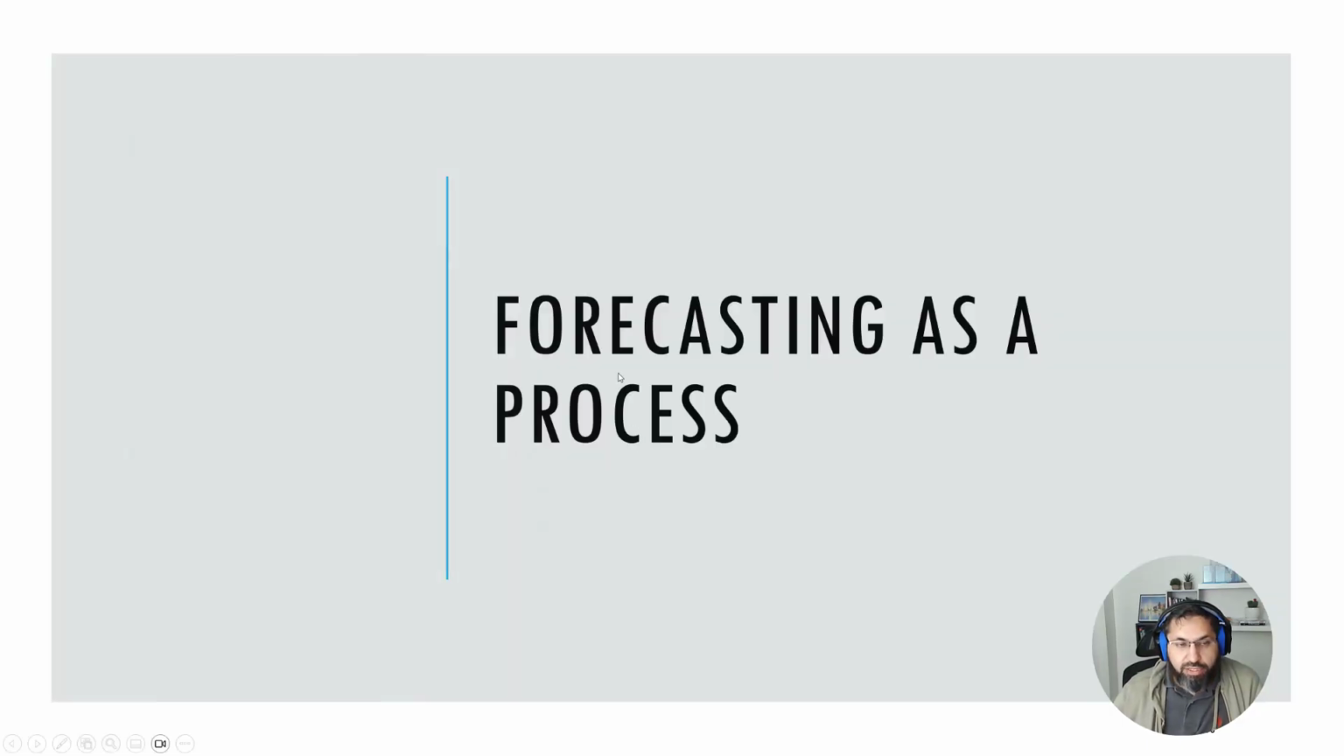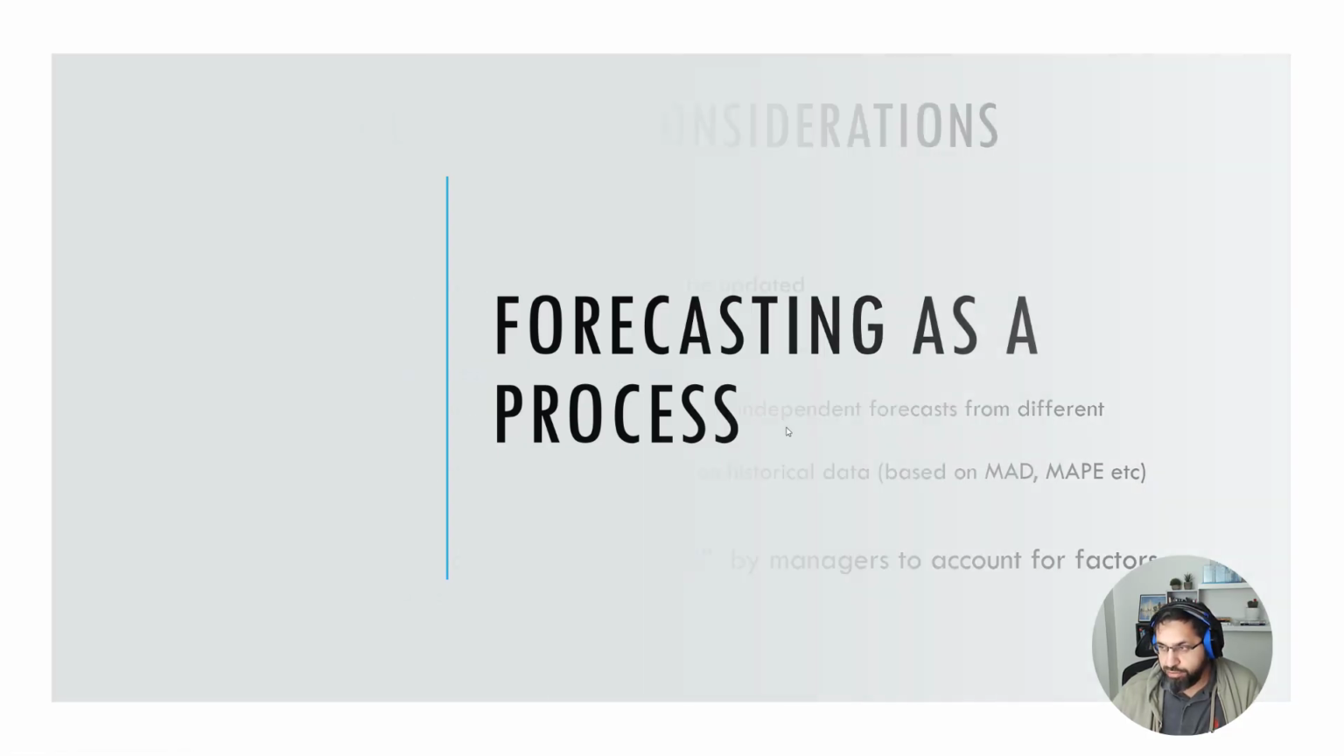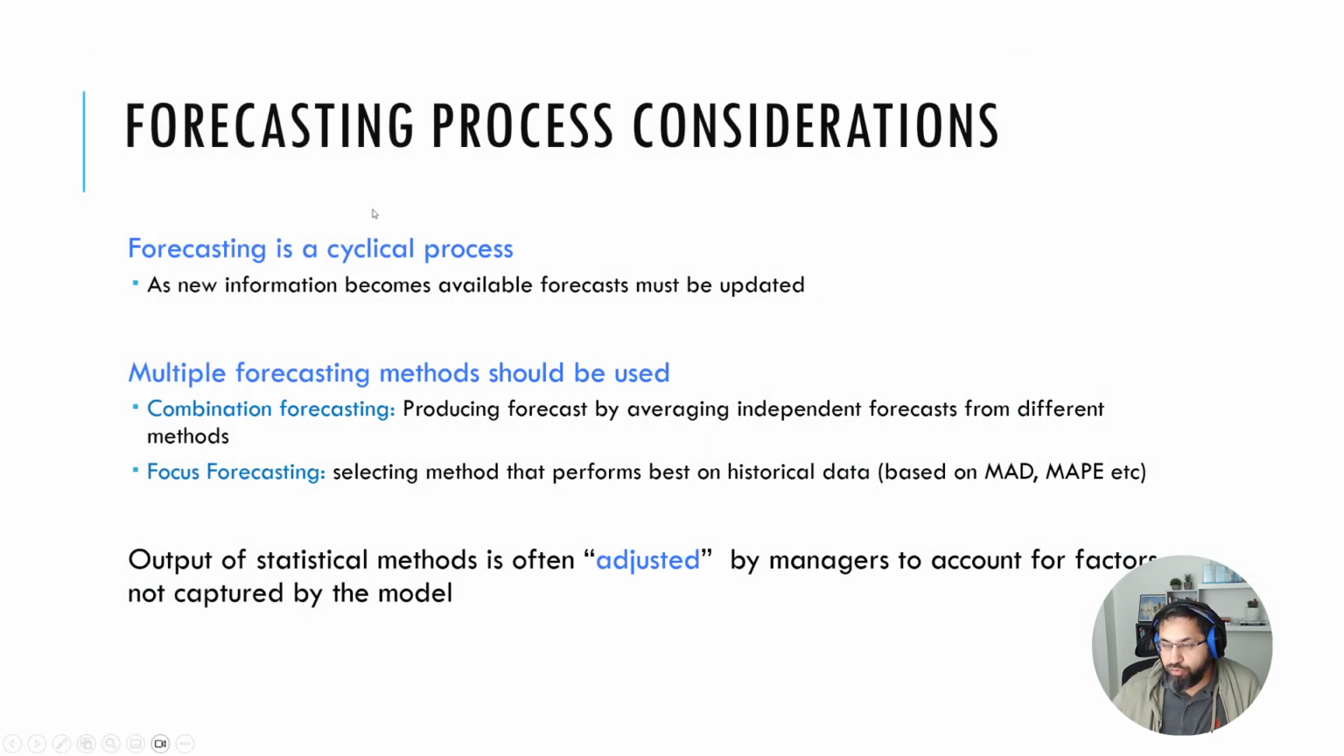Now we're going to talk about forecasting as a process. How do we manage the forecasting process in the organization? So forecasting is a cyclical process. You keep repeating it. So let's say you develop a forecast for the next 6 months. Then next month, when you get some new sales data, you should revise the forecast. Okay, so that's why cyclical.